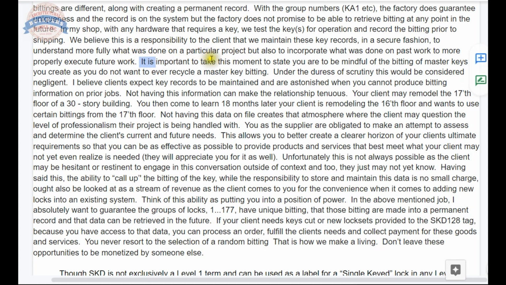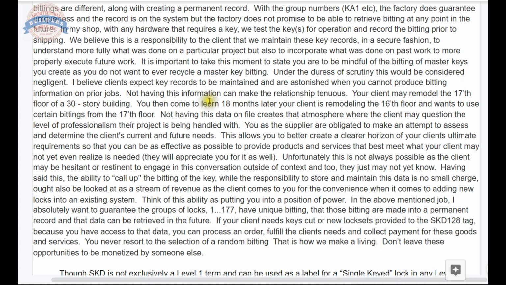It is important to take this moment to state you are to be mindful of the bidding of master keys you create, as you do not ever want to really recycle master key biddings. Just as an aside, Jerome Andrews' book, Fundamentals of Master Keying, has a masterful section on how to maintain a log of your master key biddings, how to use parity in creating different master key biddings, geographically knowing where stuff is laid out.